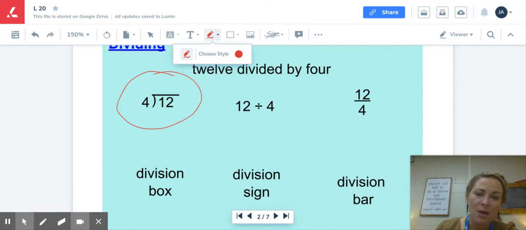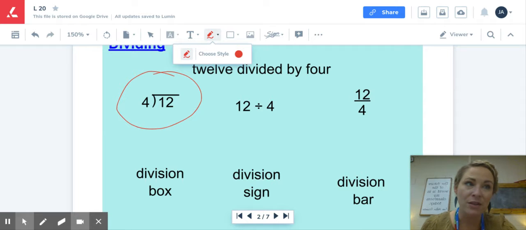This is probably where I see the most common error. Because our brains are hardwired to read from left to right, oftentimes I hear students read this problem as 4 divided by 12. And it can't be that. 4 divided by 12 is a very, very different answer than 12 divided by 4.